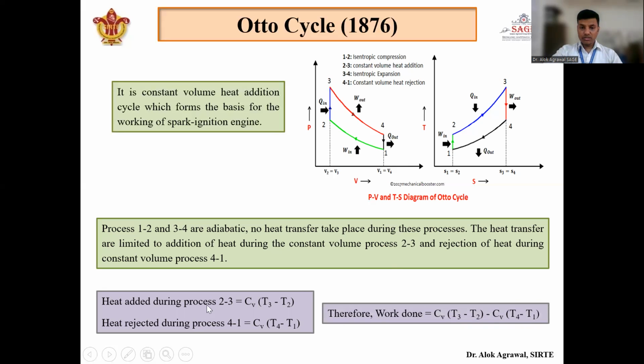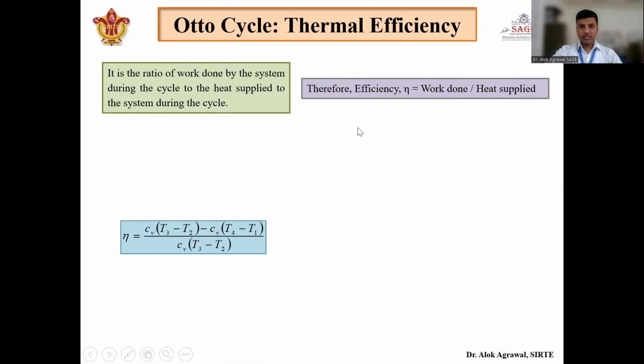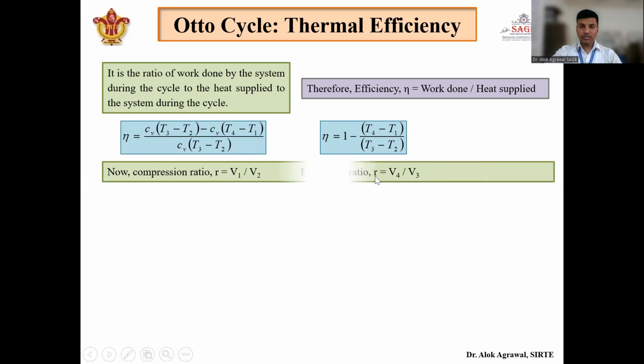So what is the work done? Heat input minus heat output. So work done will be Cv (T3 minus T2) minus Cv (T4 minus T1). Now, what is efficiency? Efficiency is output upon input. Here the output is work done and the input is heat supplied. So we can write efficiency as Cv (T3 minus T2) minus Cv (T4 minus T1) as work done, and Cv (T3 minus T2) as heat supplied. Cv will cancel out, and we can write it as 1 minus (T4 minus T1) upon (T3 minus T2).